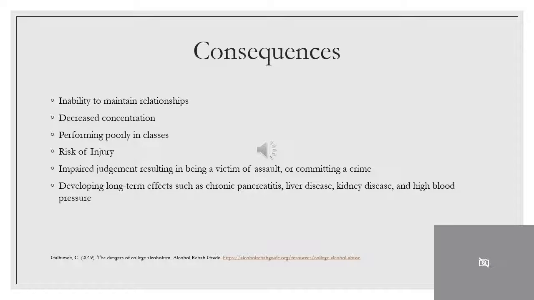There are many consequences associated with alcohol abuse among this population. The most common are inability to maintain relationships, decreased concentration, performing poorly in classes, risk of injury, impaired judgment resulting in being a victim of assault or committing a crime, and then there are long-term effects as well that can result in chronic pancreatitis, liver disease, kidney disease, and high blood pressure.